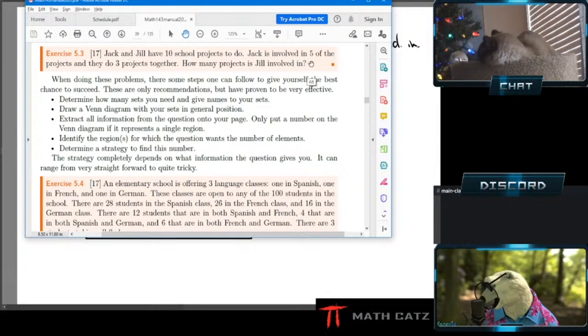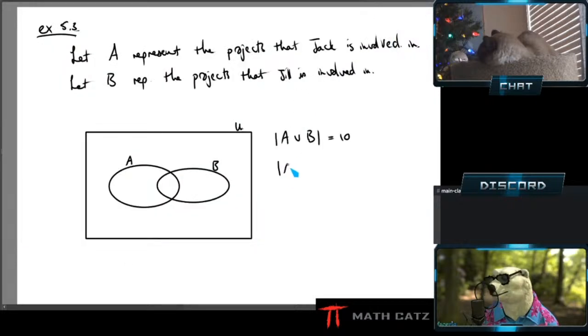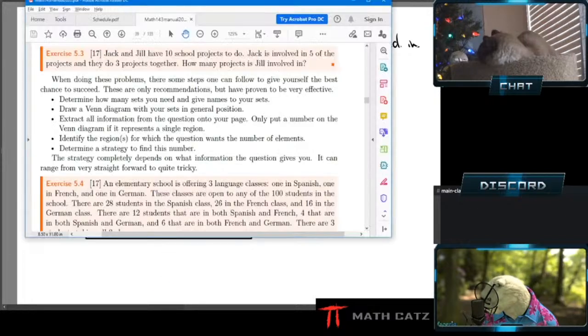Because they only say Jack is involved in 5 of the projects. That means he is involved in 5 of the projects. On his own or with Jill, he's doing a total of 5 projects. It's not a single region. I'm not going to put it in because there is a serious risk of misinterpreting that 5 later on in a bigger question. And then they say they do 3 projects together.